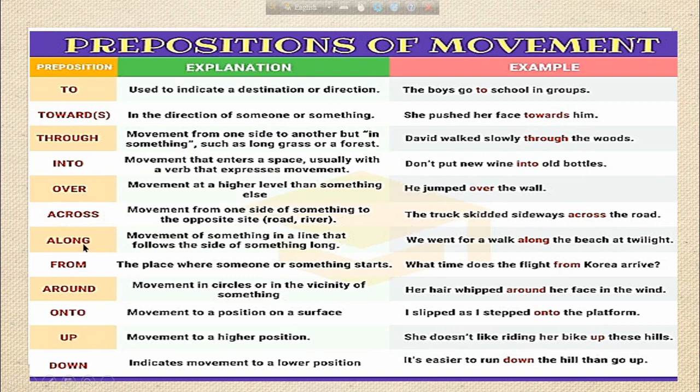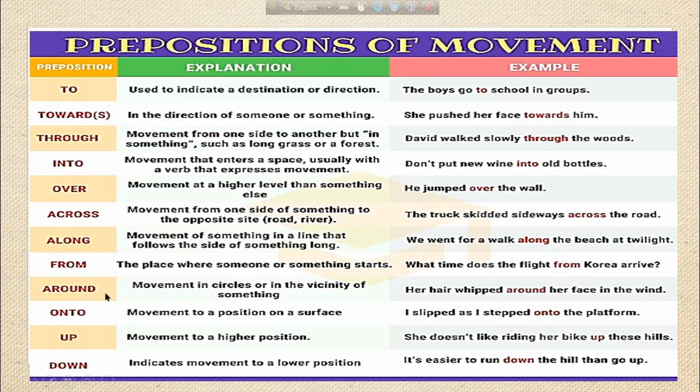Along is also a preposition of movement. It means movement of something in a line that follows the side of something long. We went for a walk along the beach at twilight. From means the place where someone or something starts. What time does the flight from Korea arrive?